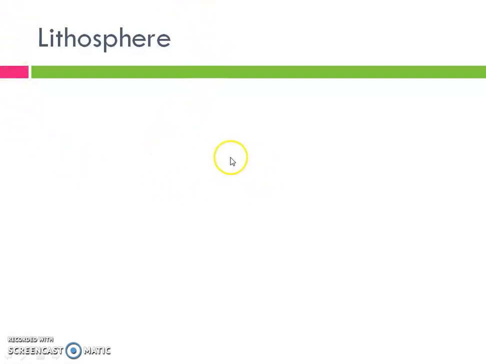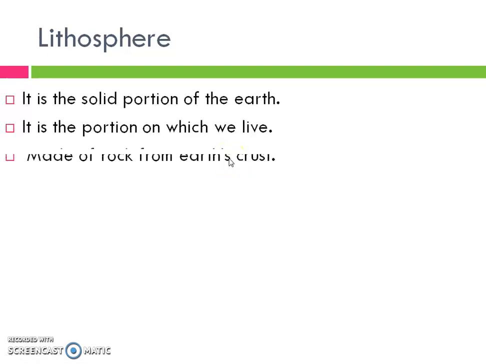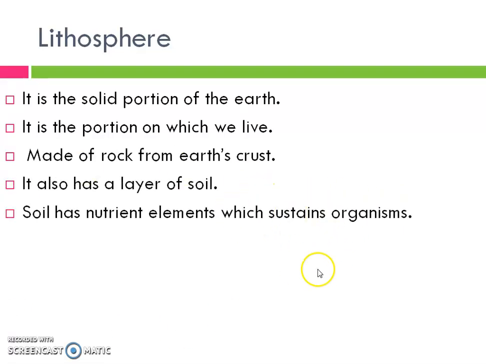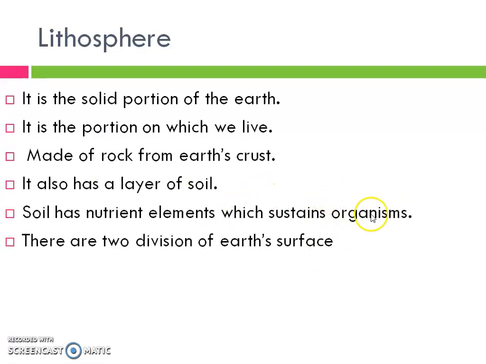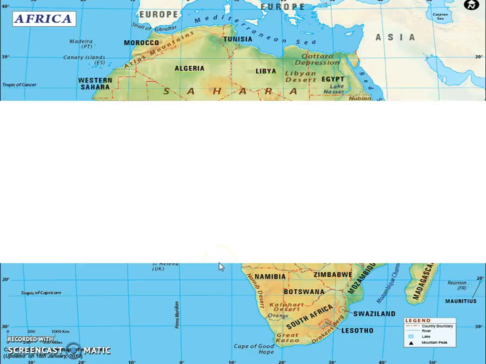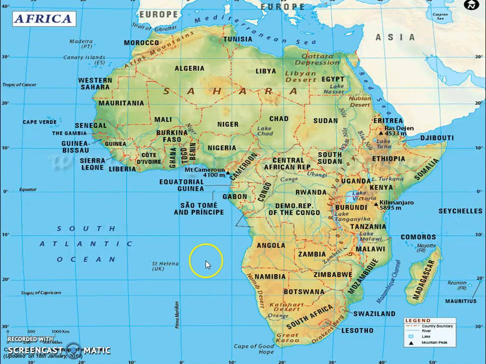The place on which we are living, the land, is known as the lithosphere. It is the solid portion which we have talked about in our previous lectures. I'm quickly going to take you through it. It is made up of soil and rocks. Soil has nutrient elements which sustain organisms. Now there are two divisions of Earth's surface. One is continents and the other is ocean basin, but we are focusing on continents. So let's move on to our continent, that is Africa.